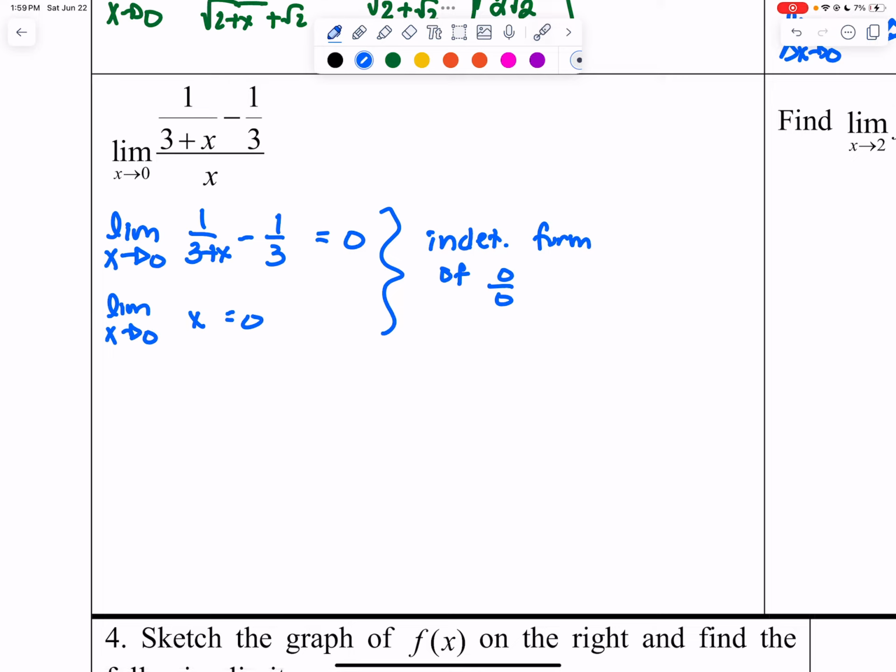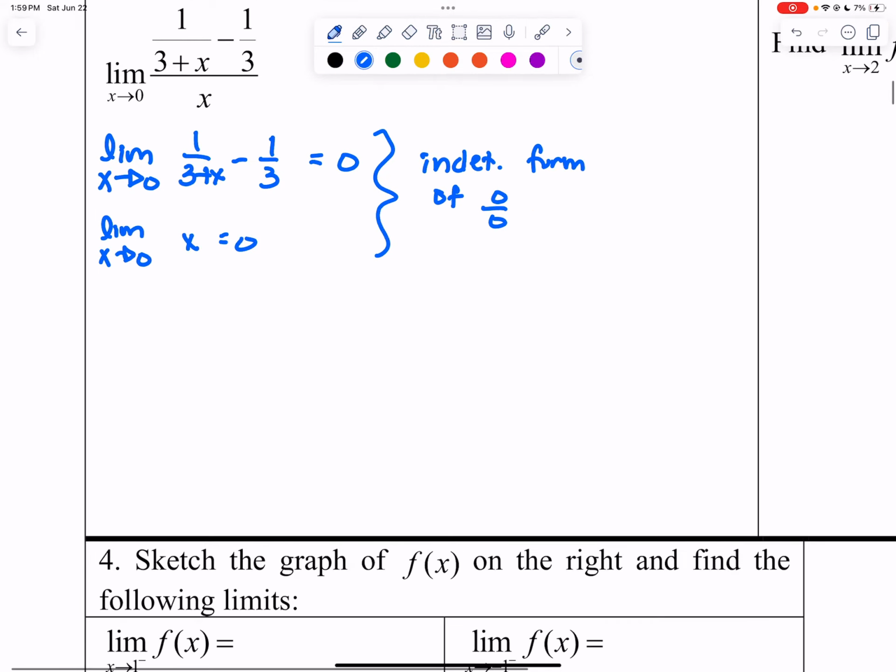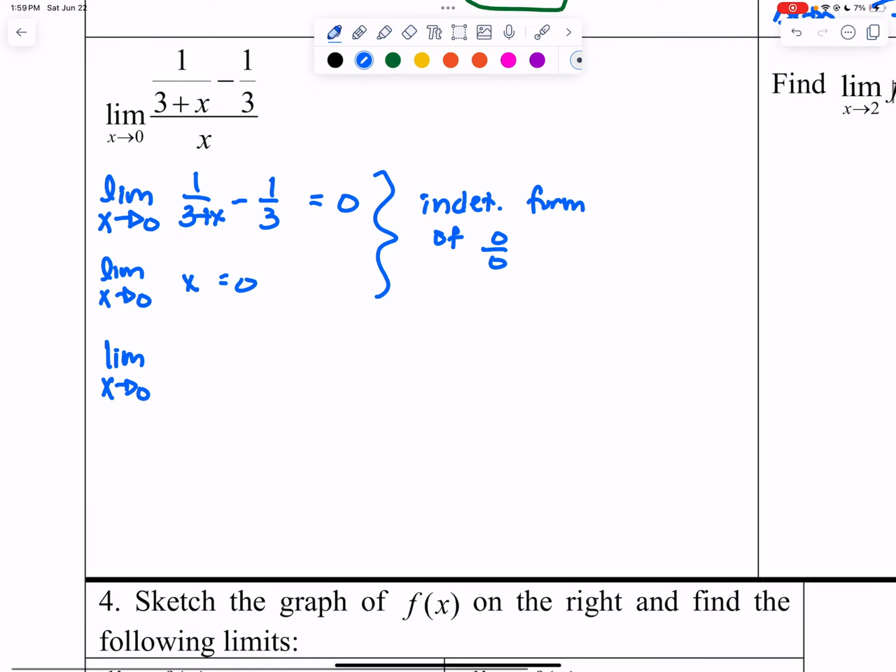Notice how I kind of have a complex fraction right here. So what I want to do is probably make this into one fraction and see if I can manipulate the numerator. So what I'm going to do here is think about my LCD. So I'm going to have 3 right there. And then I'm going to have 3 plus x right here.